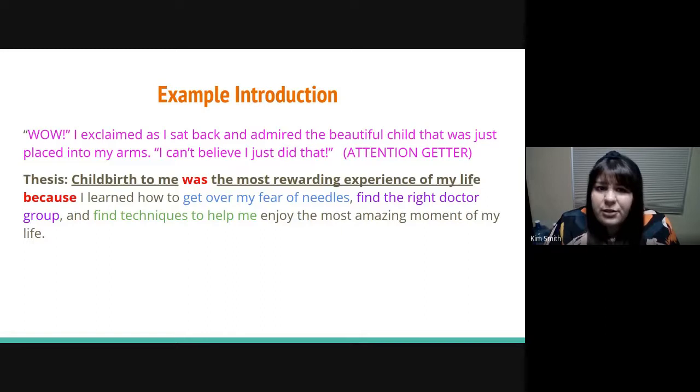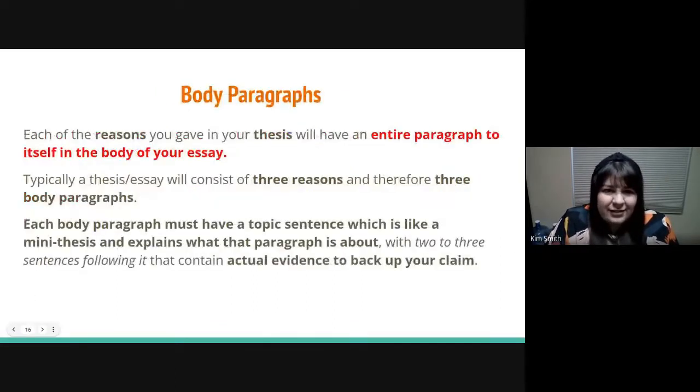So it says, childbirth to me was the most rewarding experience of my life because I learned how to get over my fear of needles, find the right doctor group, and find techniques to help me enjoy the most amazing moment of my life. So again, you see that formula: blank is or was blank because blank, blank, blank. Drill that into your head and you will be just fine.